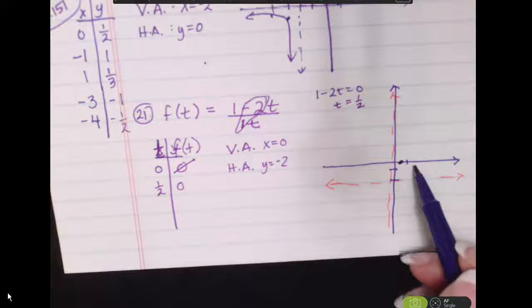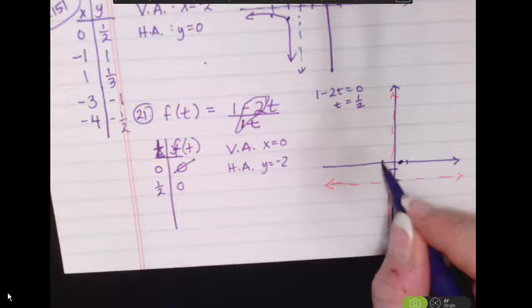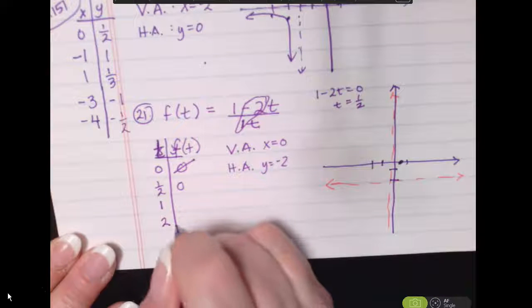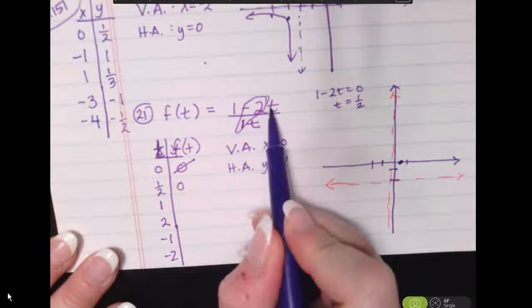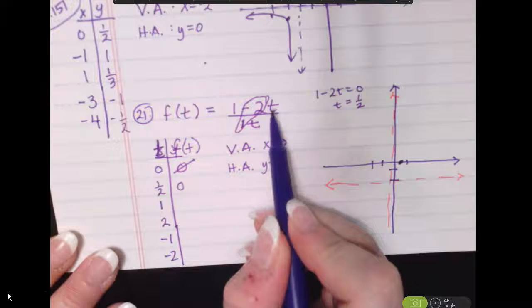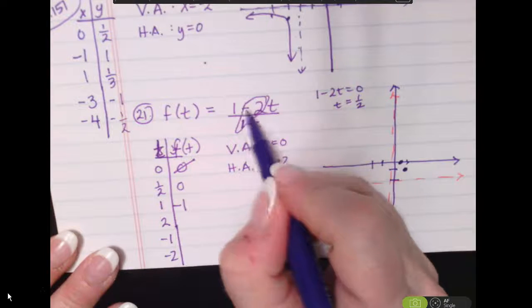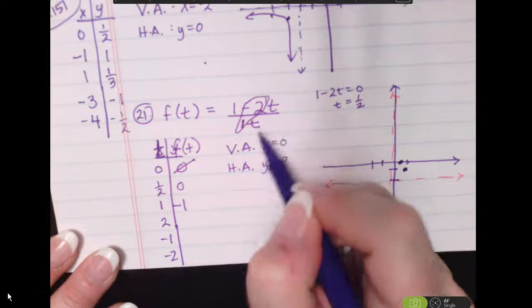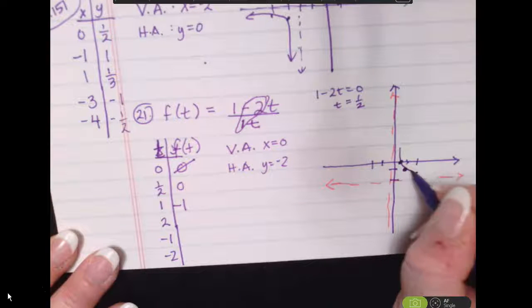So now I pretty much want to graph a few points on this side of my asymptote and then a few points on this side so I can see where the graph is. So I'm going to do 1 and 2, and then I'll do negative 1 and negative 2. So when I plug in a 1, 1 minus 2 times 1 is negative 1 over 1. So at 1 I get negative 1, and at 2, 1 minus 4 is negative 3 over 2, negative 3/2. So it's going in a downward direction. But remember, it's got that asymptote there.